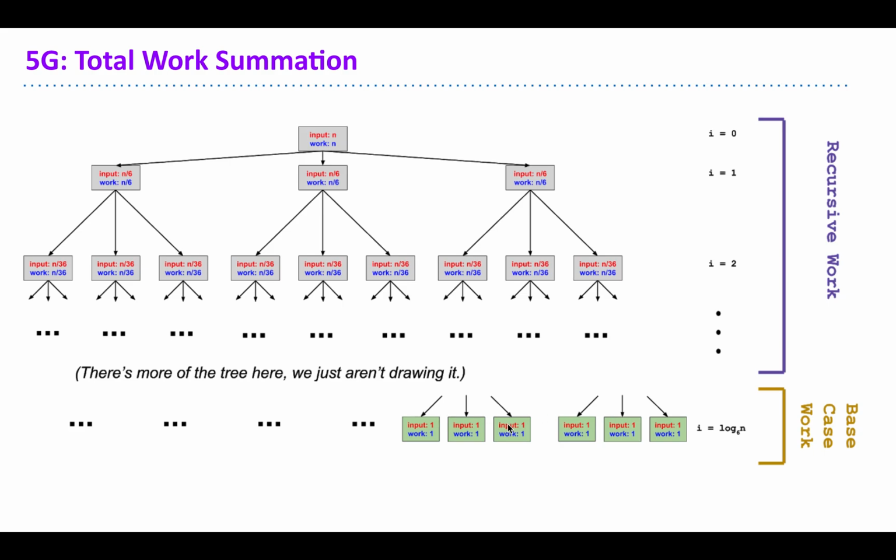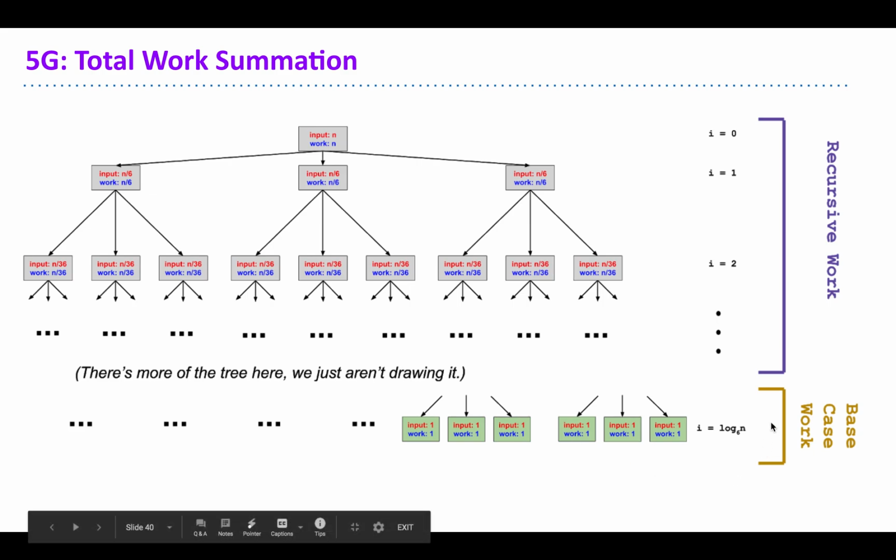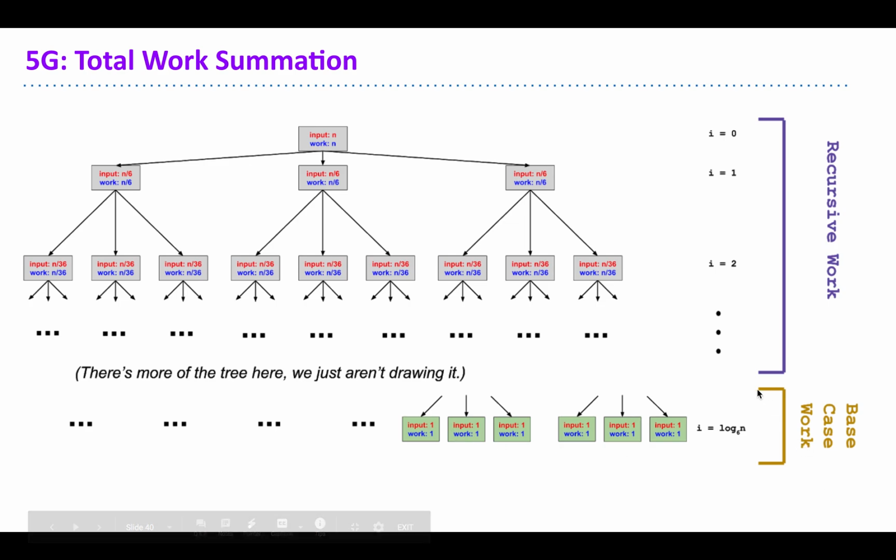So what we want is an expression that says it's the base case work, which is the answer to 5F, plus the total recursive work. Right now, all we have is the work done by a single level, but we want the work done by all levels. So we're going to model this as a summation.